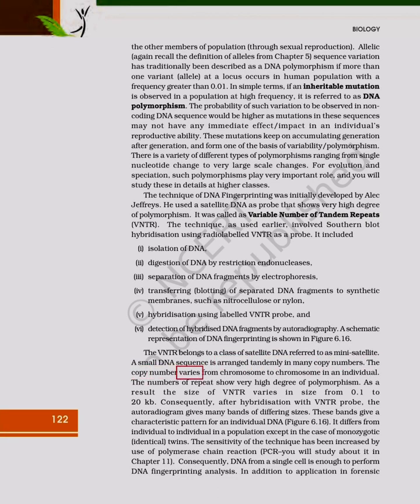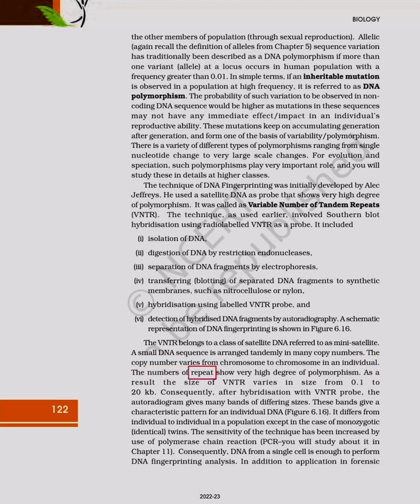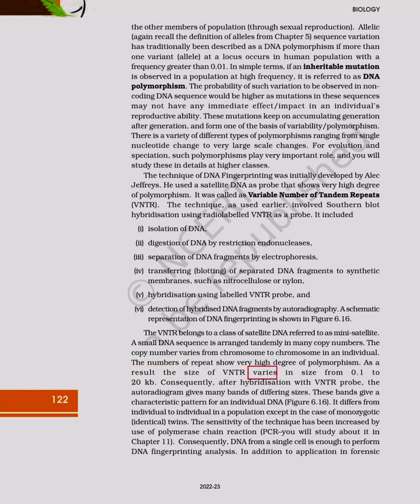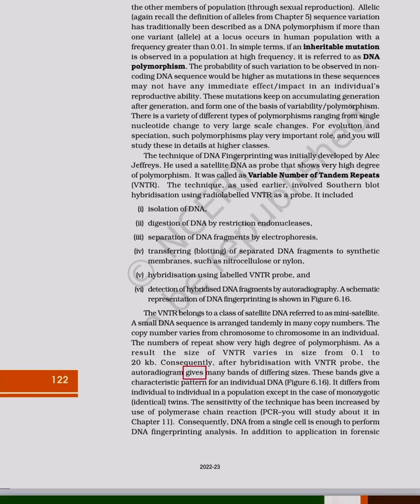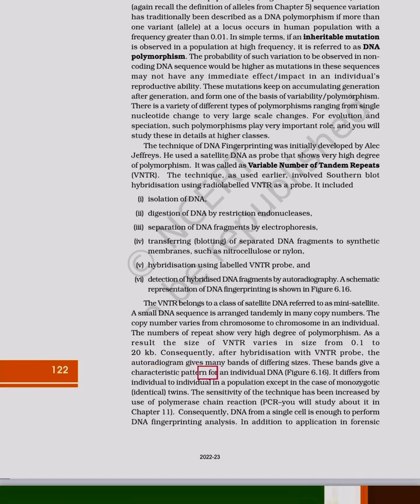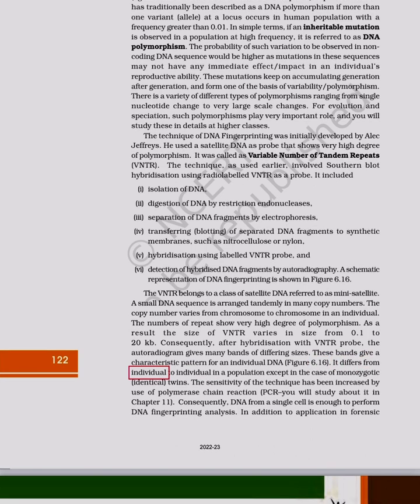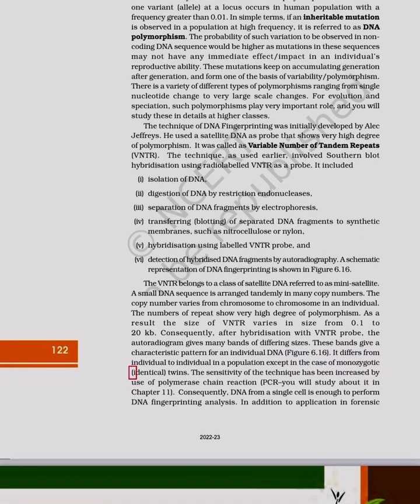The copy number varies from chromosome to chromosome in an individual. The number of repeats shows a very high degree of polymorphism. As a result, the size of VNTR varies from 0.1 to 20 kilobases. Consequently, after hybridization with VNTR probe, the autoradiogram gives many bands of differing sizes. These bands give a characteristic pattern for an individual's DNA. It differs from individual to individual in a population except in the case of monozygotic (identical) twins.